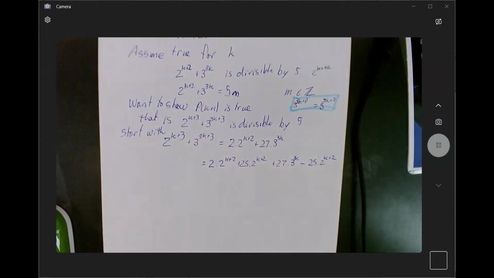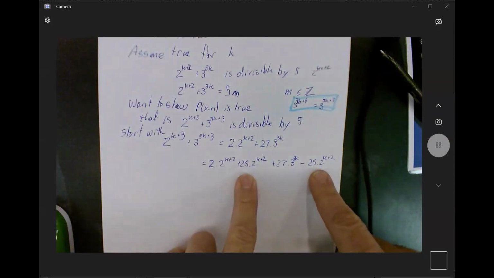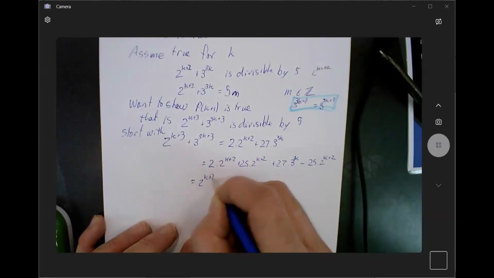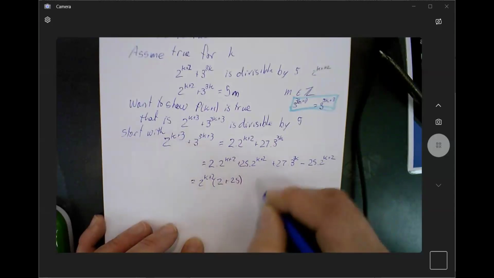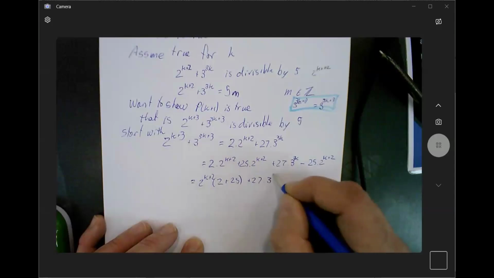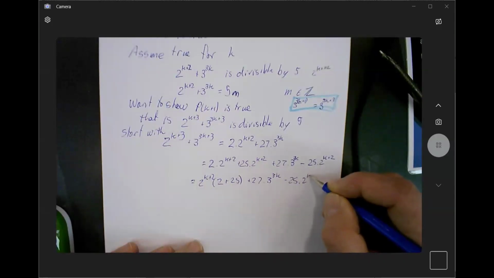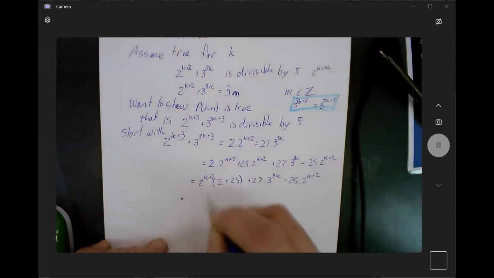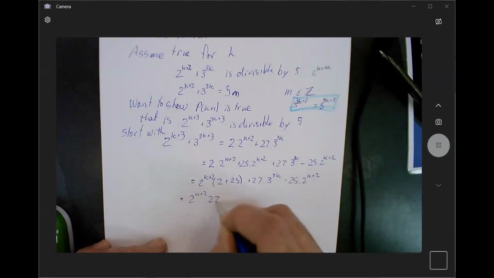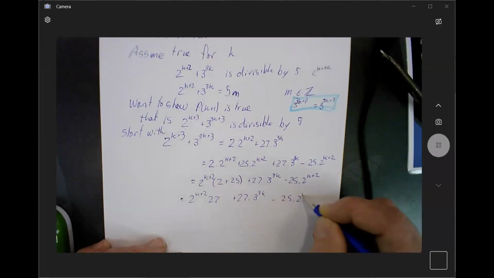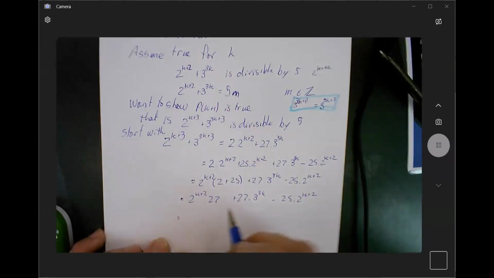All right. So this is the thing that people often don't think to do. I'm going to add some. So I added it here, I took it away here. I put it next to this because when I do this, this is like 2 to the K plus 2, and that's 2 and 25 plus 27 times 3 to the 3K minus 25 times 2 to the K plus 2. All right, this is 2 to the K plus 2 times 27 plus 27 times 3 to the 3K minus 25 times 2 to the K plus 2.